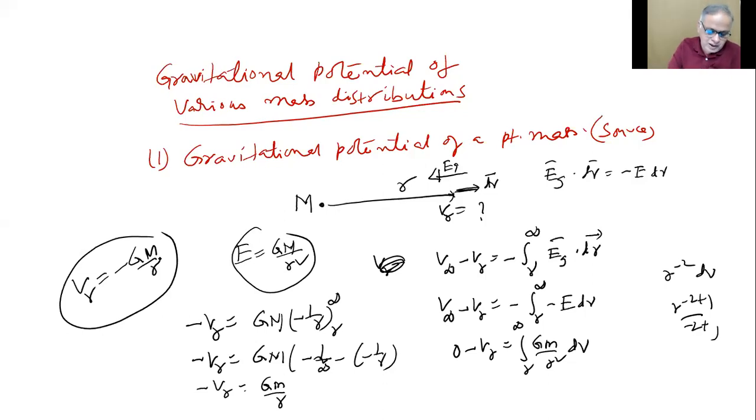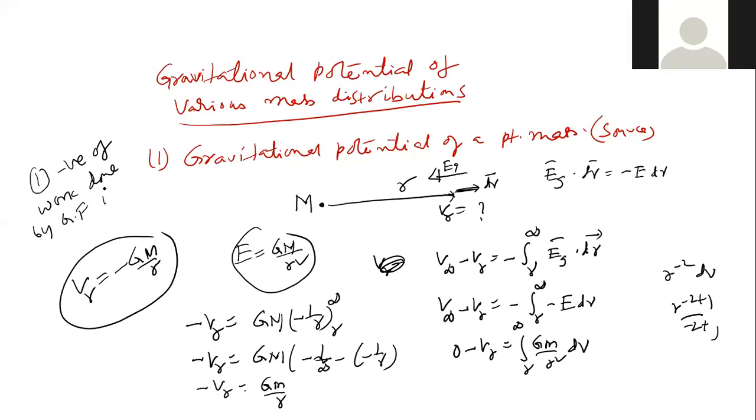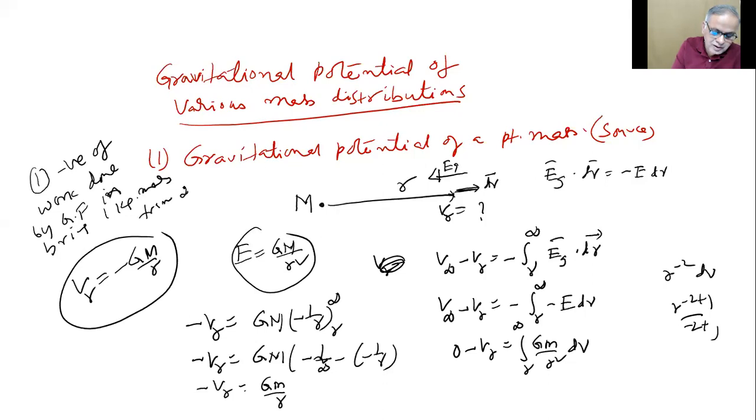So finally, what's the meaning of it? Like I told you yesterday, ultimately, the first thing is the negative of the work done by the gravitational field or force in bringing a 1 kg mass from infinity to R.